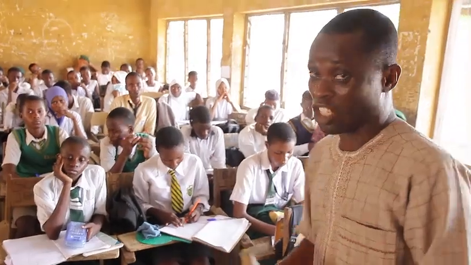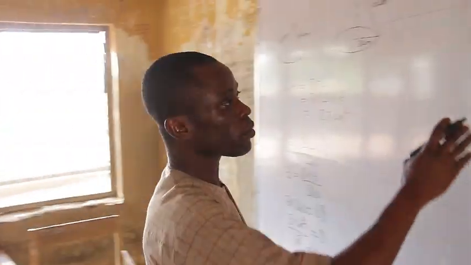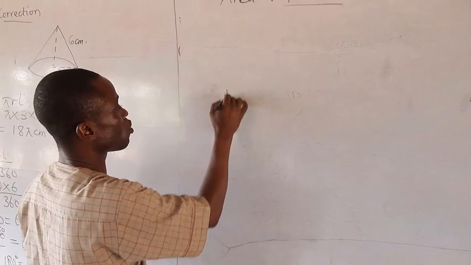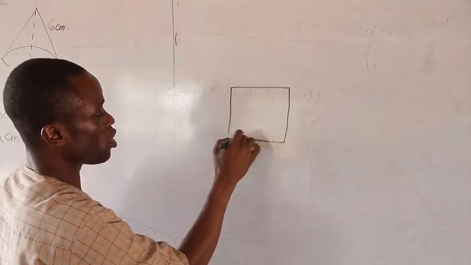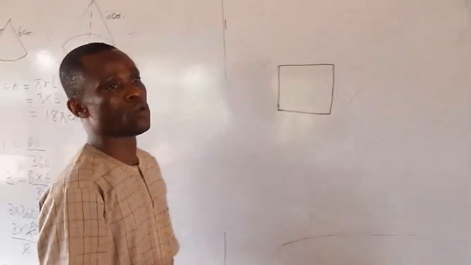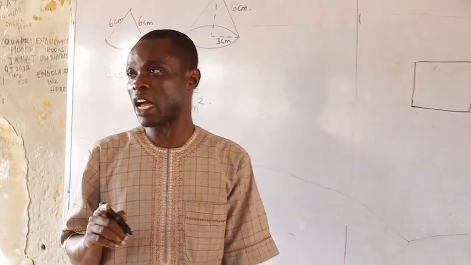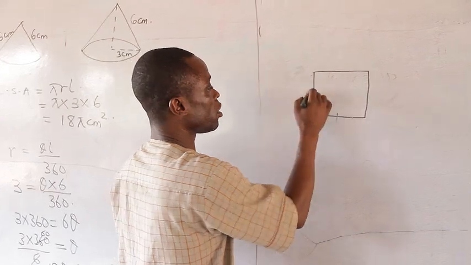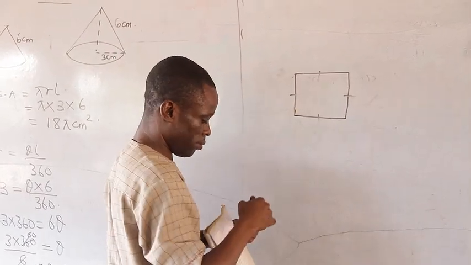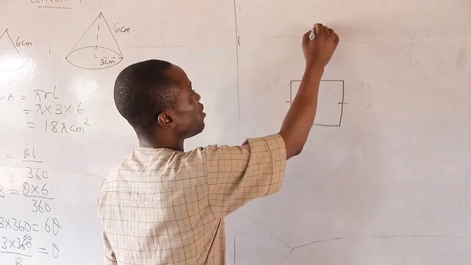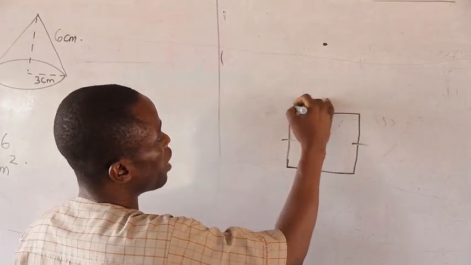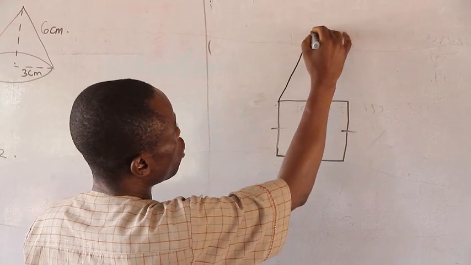So let me quickly sketch the diagram on the board for you. Now this is a square base pyramid where the base is a square. One of the properties of a square is that all sides are equal. So if the four sides are equal here, then let us add a vertex here. There is a vertex. Then you can now draw a straight line.